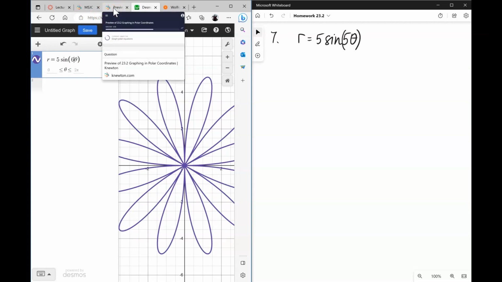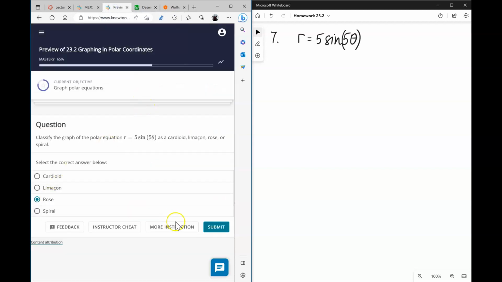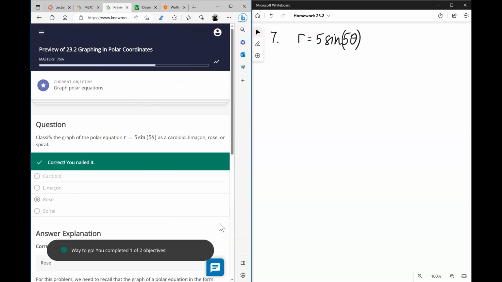It's similar to the idea of, in the Cartesian coordinate system, you recognize parabolas and lines. In polar coordinates you recognize roses, limacons, spirals, and cardioids.